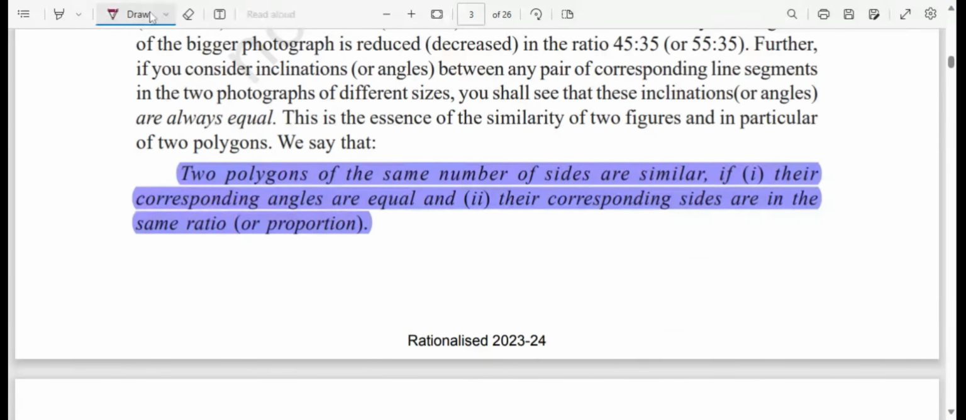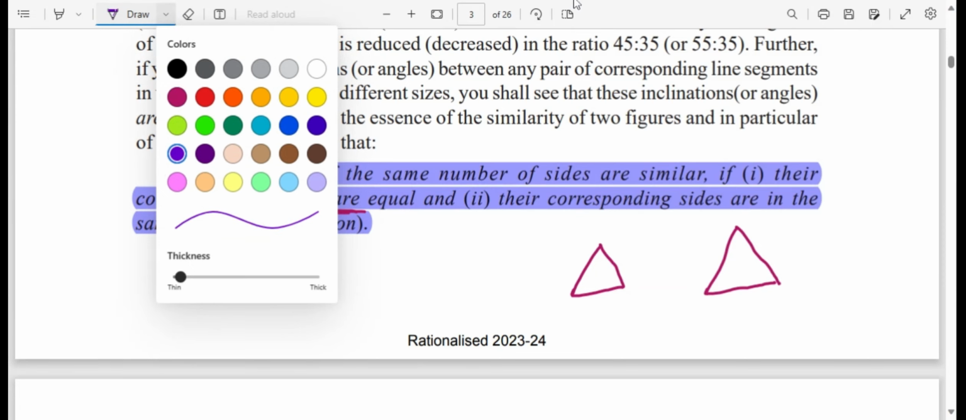So the first point which we need to note down here is two polygons. Polygons mean three-sided or four-sided or five-sided figures. Two polygons of the same number of sides. For example, if it is a triangle, both should be triangles. Since we are going to deal with the triangle, I'm just taking the triangle itself. So two polygons of the same number of sides are similar if their corresponding angles are equal. The angles should be equal.